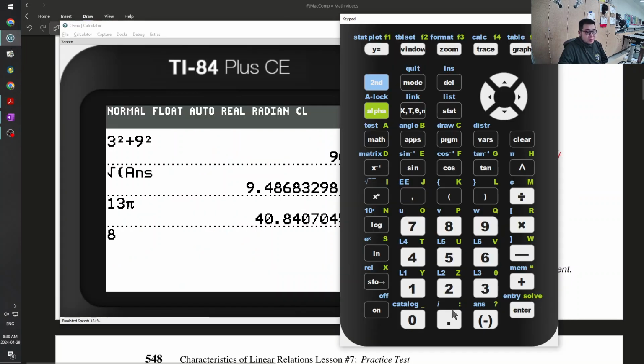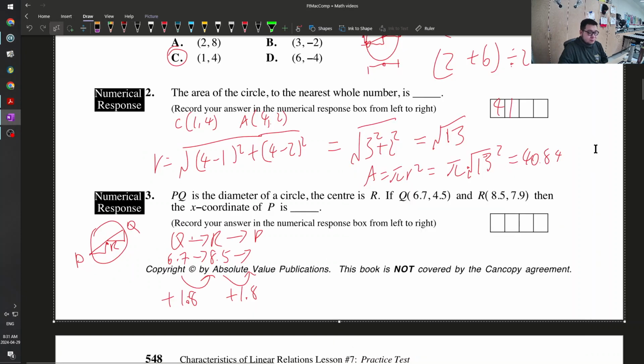I don't want to do the math in my head. 8.5 plus 1.8 is 10.3. Okay, 10.3.